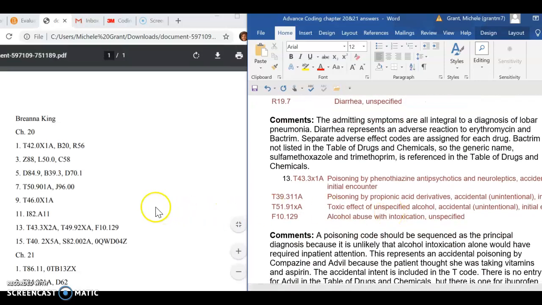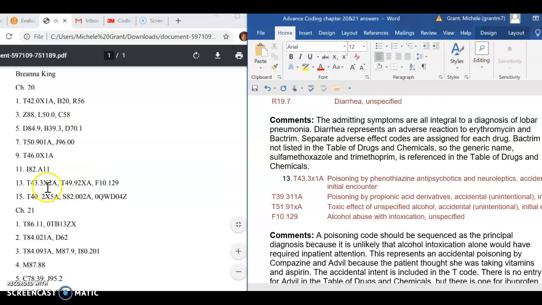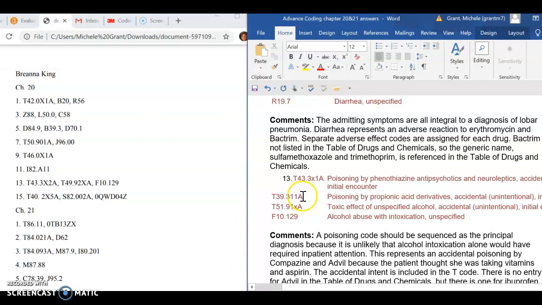Let's go to 13, T43.3X off a digit. So we also have T49, or I'm sorry, T39. So double check and make sure that you are coding poisoning. We also have a toxic effect on this one. It looks like your alcohol abuse is right on though.